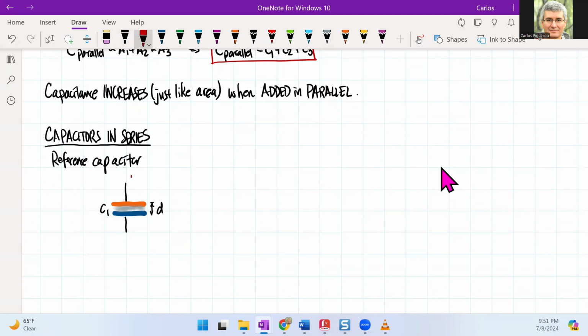So once again, we are seeing the current coming in here. So now, here's what we know. Adding in series increases plate separation.